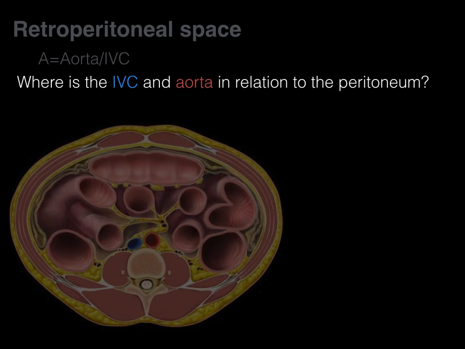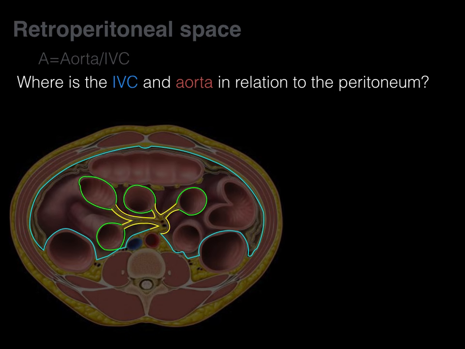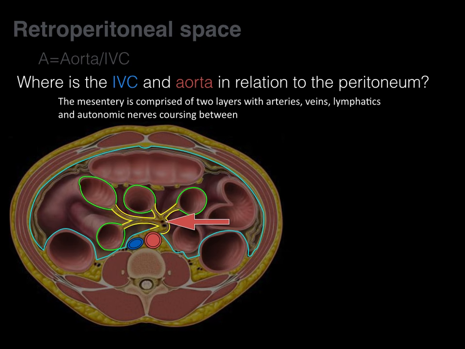So where are the inferior vena cava and aorta in relation to the peritoneum? Some quick review. In there, we've got all the peritoneum, and behind it, we have the aorta and the inferior vena cava. The mesentery is those two layers, and it takes all the arteries, veins, lymphatics, and autonomic nerves in the two layers of the mesentery from the retroperitoneal space to all the different organs.